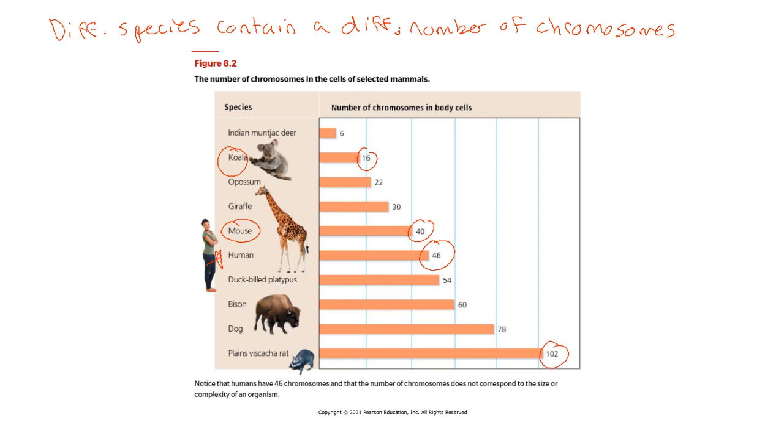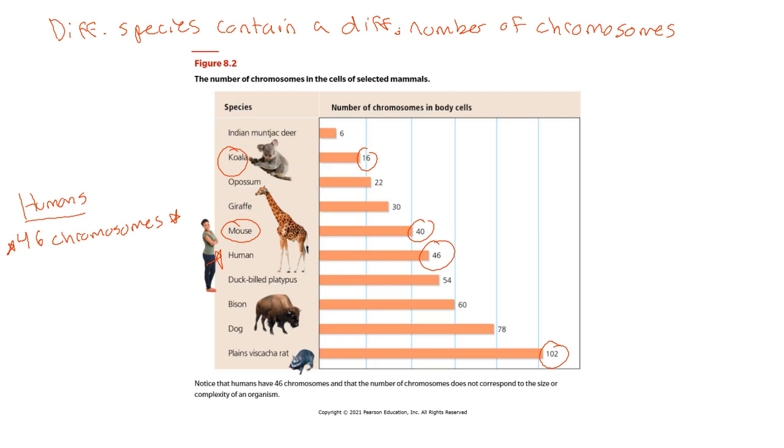So let me just put over here, this is something you need to know. Humans. You don't need to know or memorize the different numbers of chromosomes in different species, but you need to know that of humans. So humans have 46 chromosomes total. Make sure you know that. 46 chromosomes.